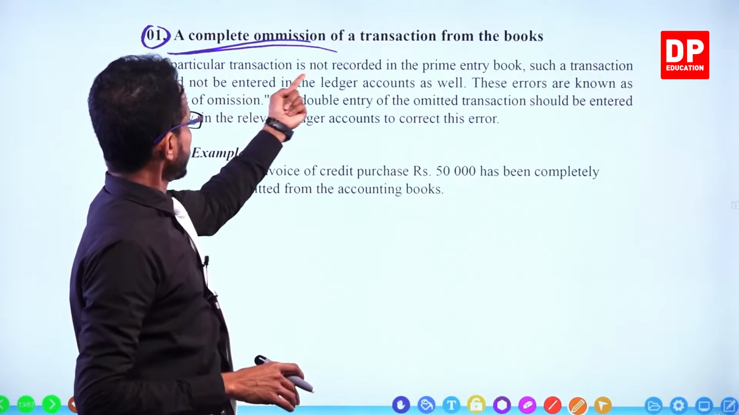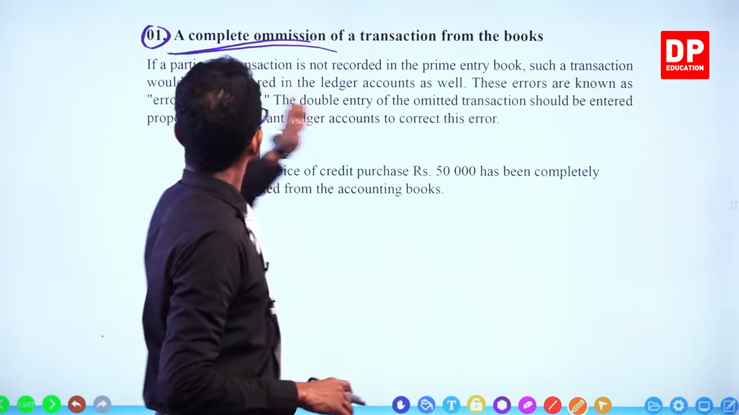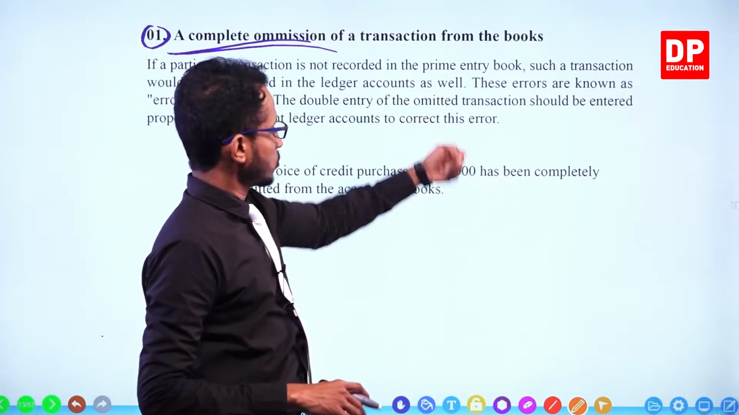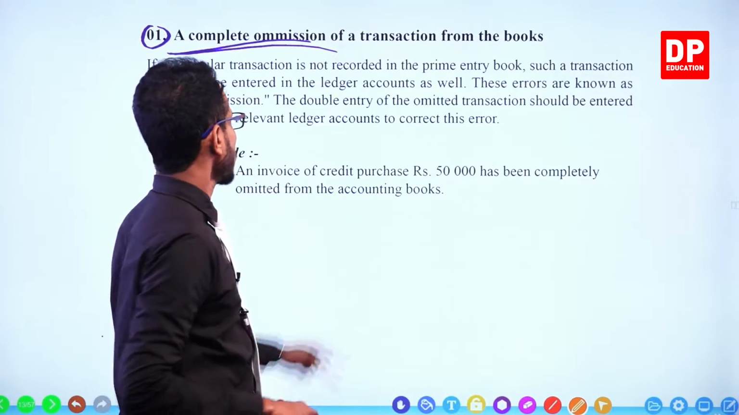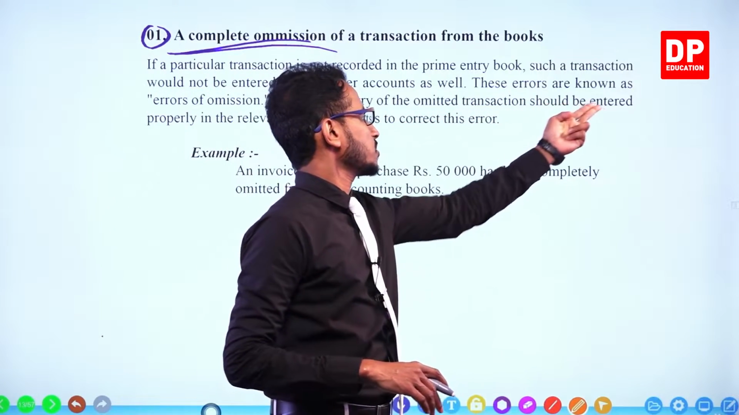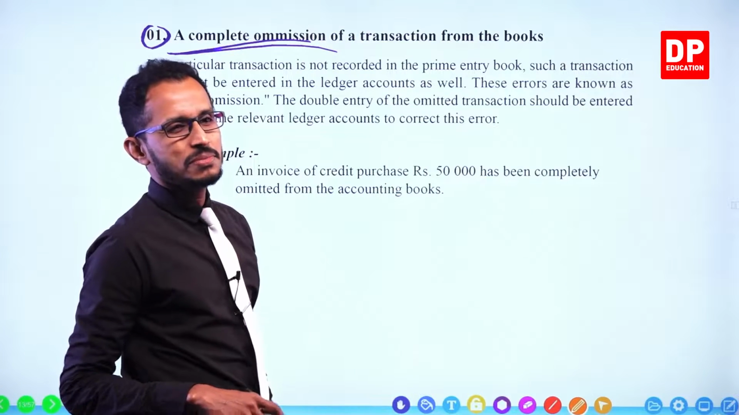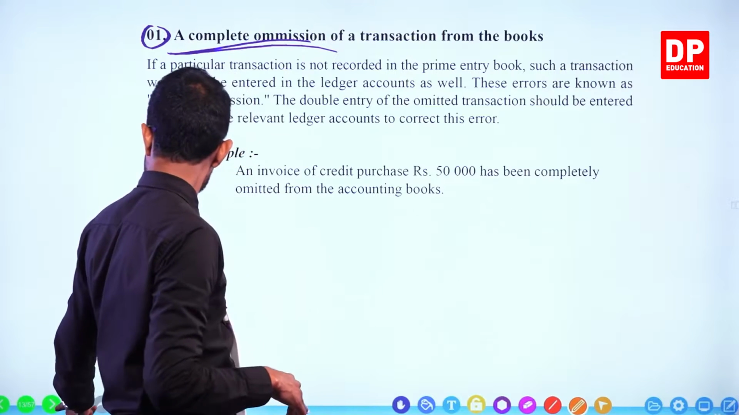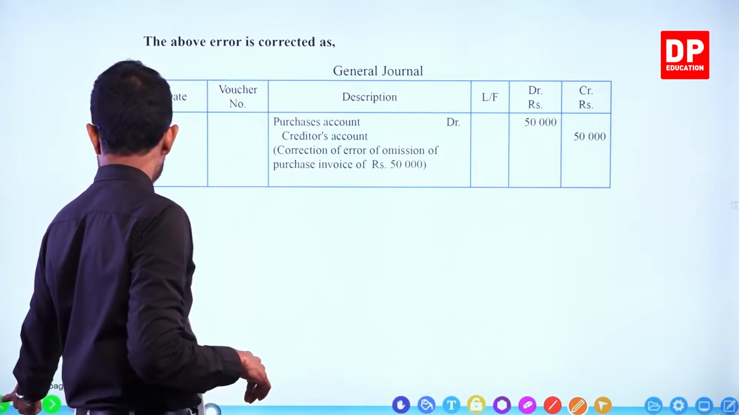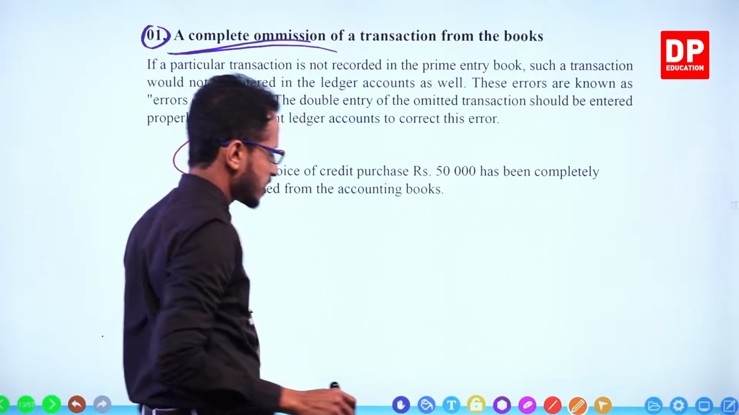If a particular transaction is not recorded in the prime entry book, such a transaction would not be entered in the ledger accounts as well. These errors are known as errors of omission. The double entry of the omitted transaction should be entered in the relevant ledger accounts. It's simple to correct these errors, right? It's simple. An example is given here. Let's take that example.